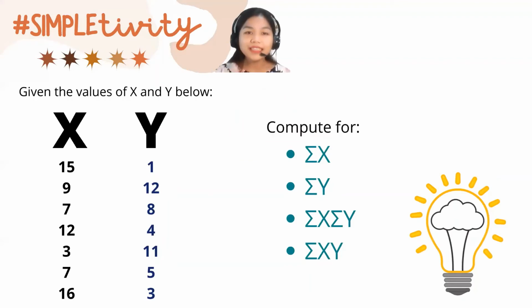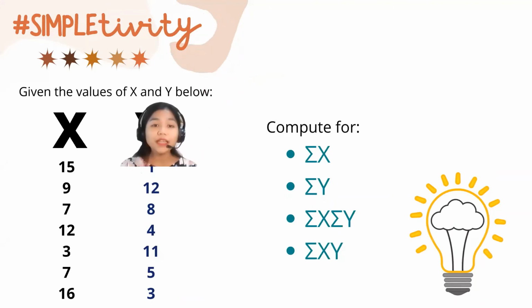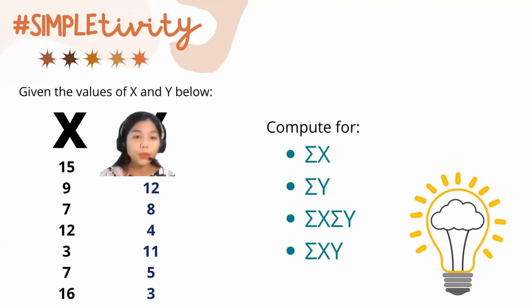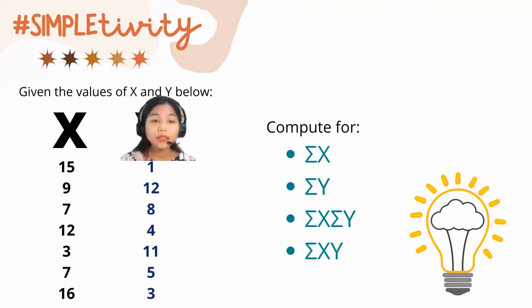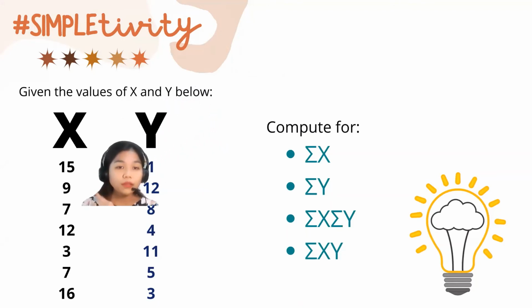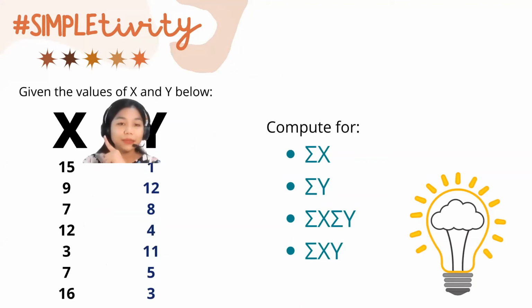So let's try this hashtag Simpletivity. So given the values of x and y below, so we have how many values for the two variables? So we have 1, 2, 3, 4, 5, 6, and 7. So if we're going to create a summation for this one, let's say we use I as the index of summation.